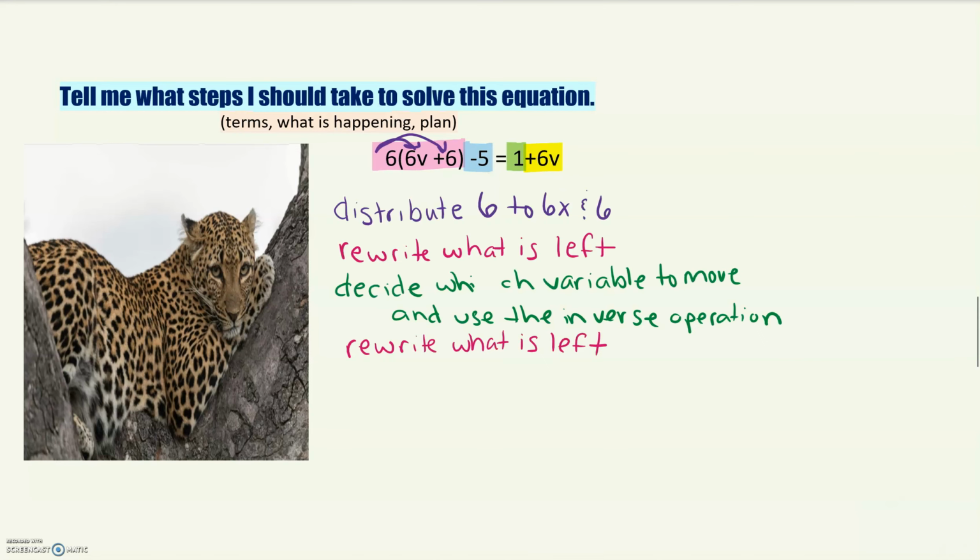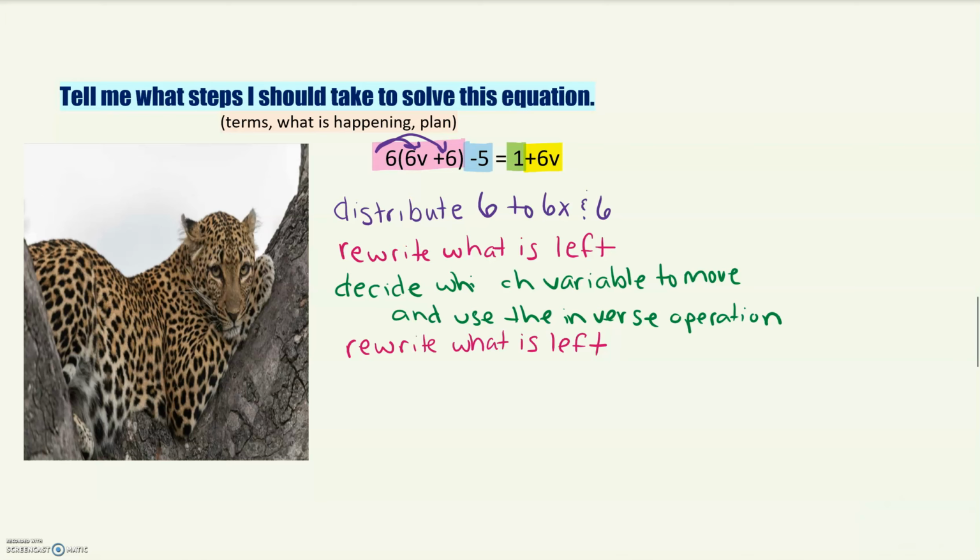I started my plan of attack. You can see that I want to distribute the 6 to the 6v, I wrote x, it should be v, to the 6v and the 6. I'm going to go ahead and rewrite what's left. Then I'll decide which variable to move and to use the inverse operation to get there. And then I'm going to rewrite what's left. I wonder what I could do after that.